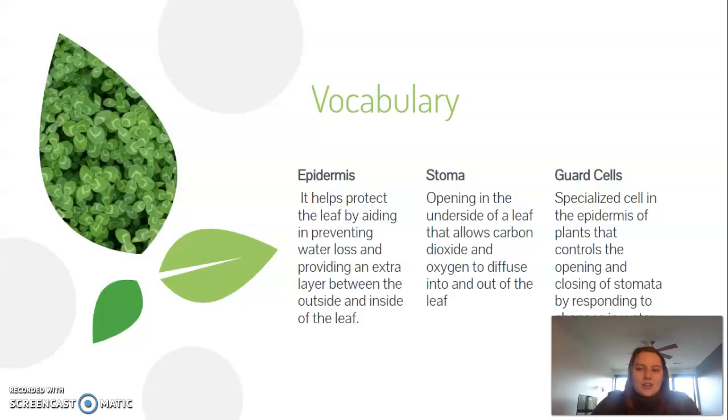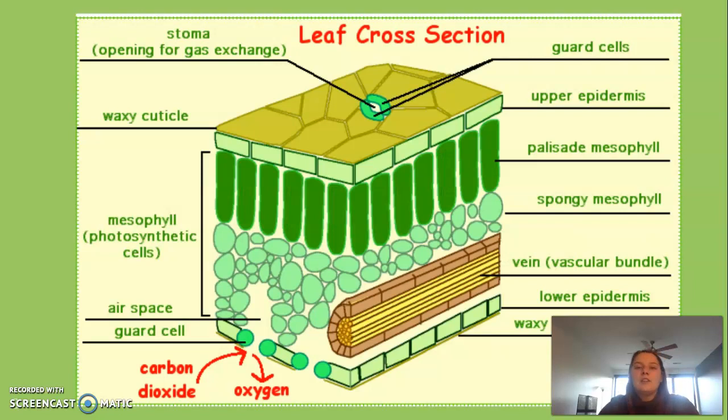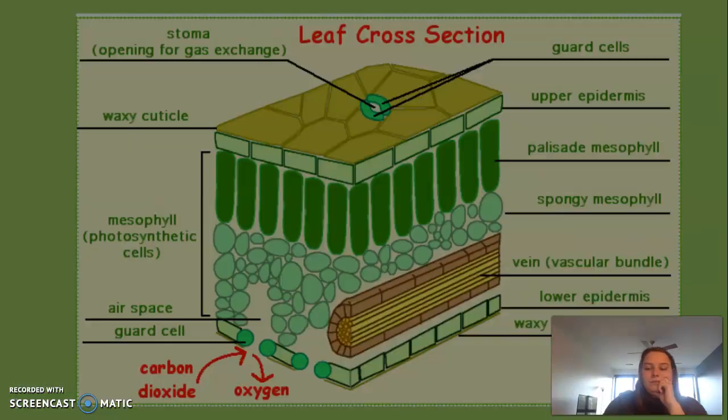So let's look at guard cells. Guard cells are specialized cells in the epidermis of a plant that control the opening and closing of the stoma, by responding to changes in water pressure. So if we look at the diagram, the guard cells are those green nubs surrounding the stoma, and those are what open and close the stoma to let gas out and gas in.